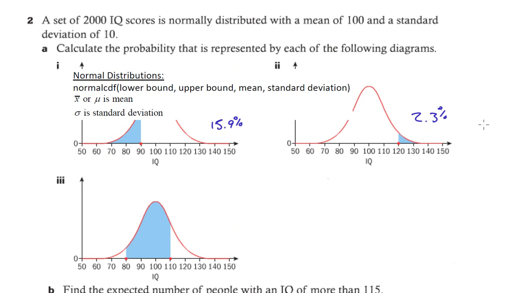Okay, so that's how much area. That's 2.3% of all this area under the curve. Just that little piece, 2.3%. Okay, let's look at this one here.